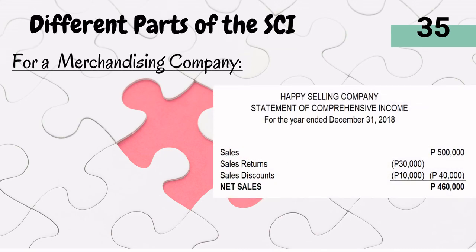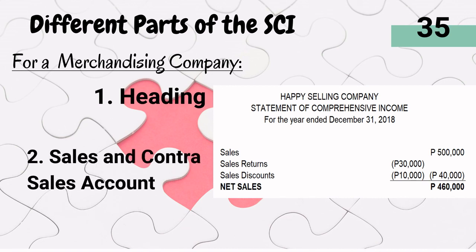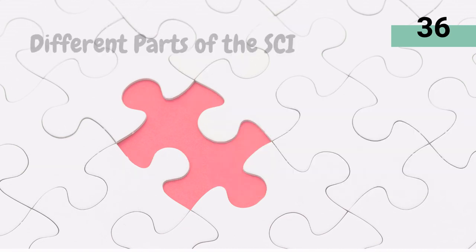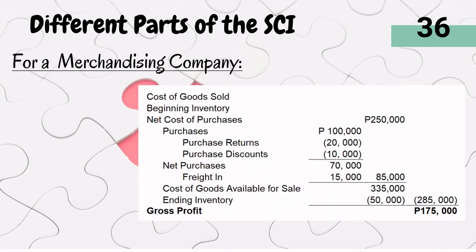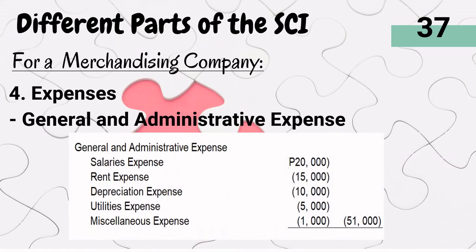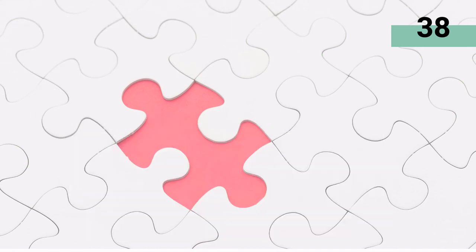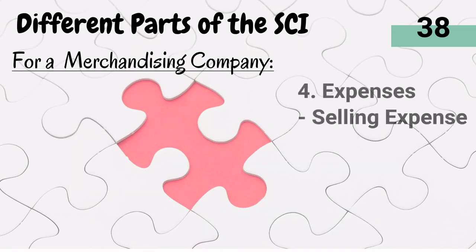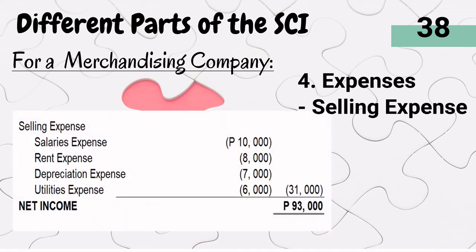Sa merchandising company naman, ang parts ng SCI, una ang heading, followed by the sales and contra sales account. The third part is the cost of goods sold. The fourth part is the expenses. Here makikita nyo sa example na nakasulat ang general and administrative expense. Lastly, selling expense. Guys, remember, only temporary accounts are included in the SCI.